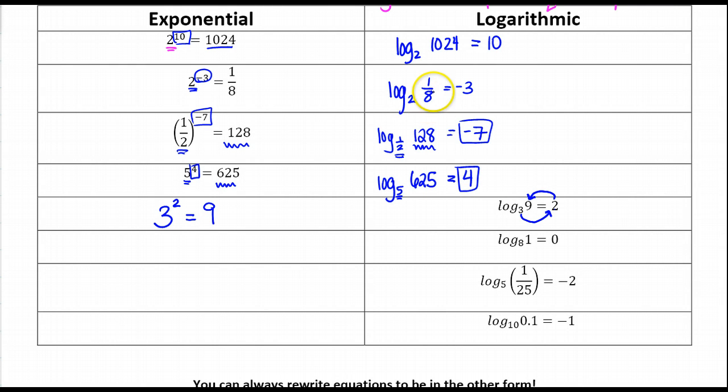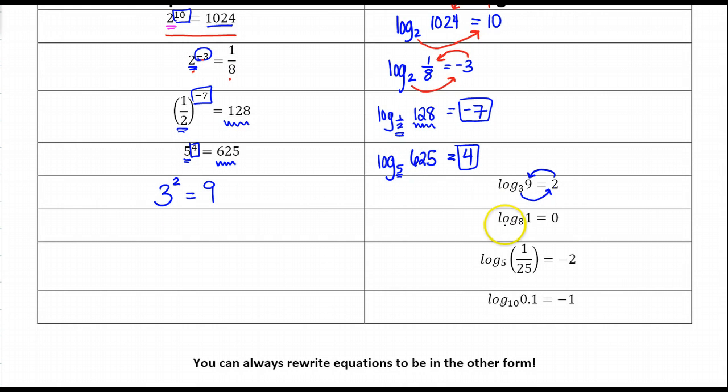So we can do this over here too. Let's do one that we already did. Let's go back to this first one. 2 to the 10th power equals 1024, which is exactly what I have. 1/8, base is 2 to the negative third equals 1/8. 2 to the negative third equals 1/8. So you can always go back and forth.